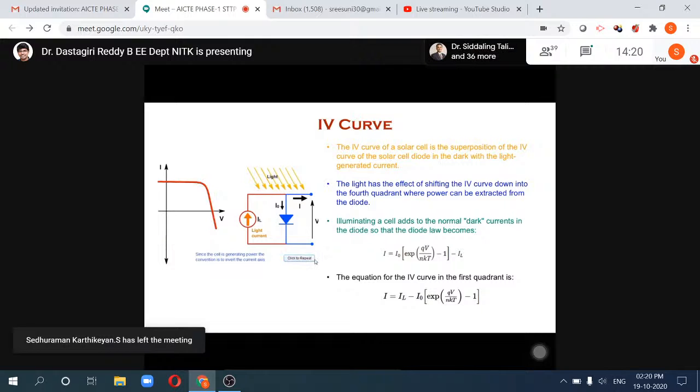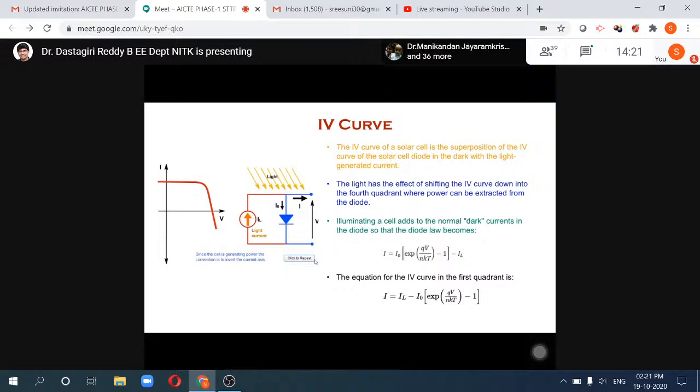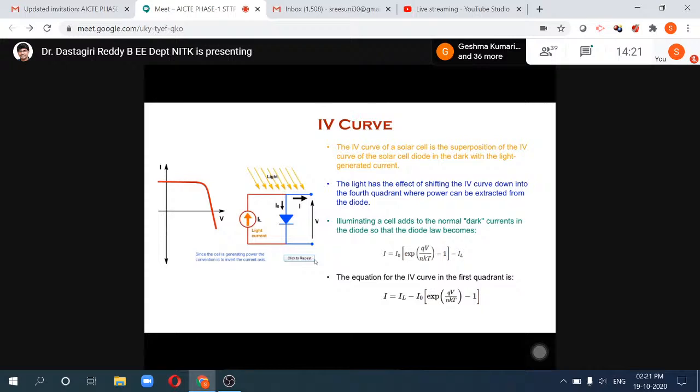Basically, it's a diode current, but it is not passing through the diode. It is not crossing the junction. It is passing outside the diode. So that is why it goes to the fourth quadrant of the diode characteristic, but we generally invert that and show this as an IV curve. Okay, and these equations are quite straightforward.